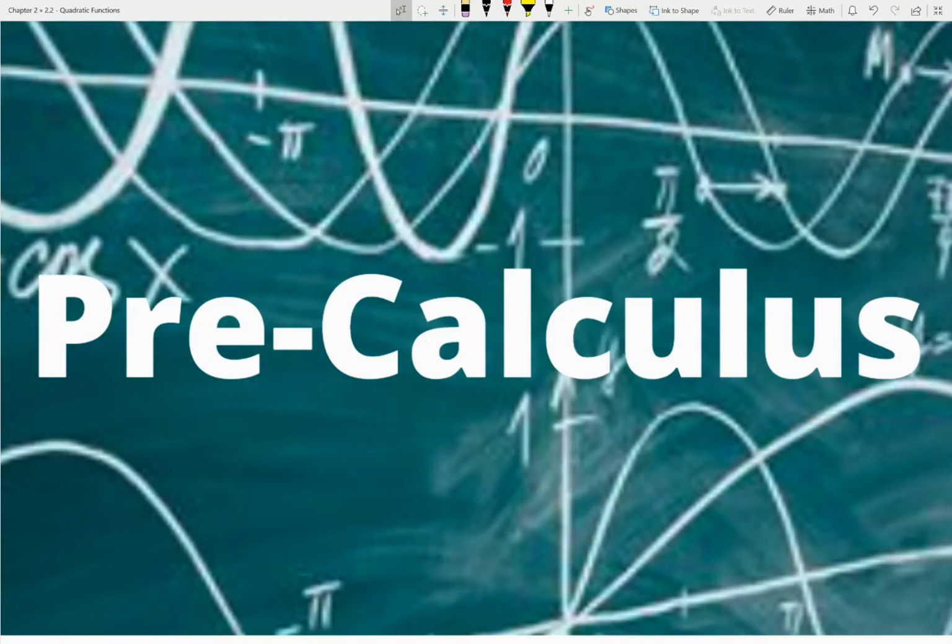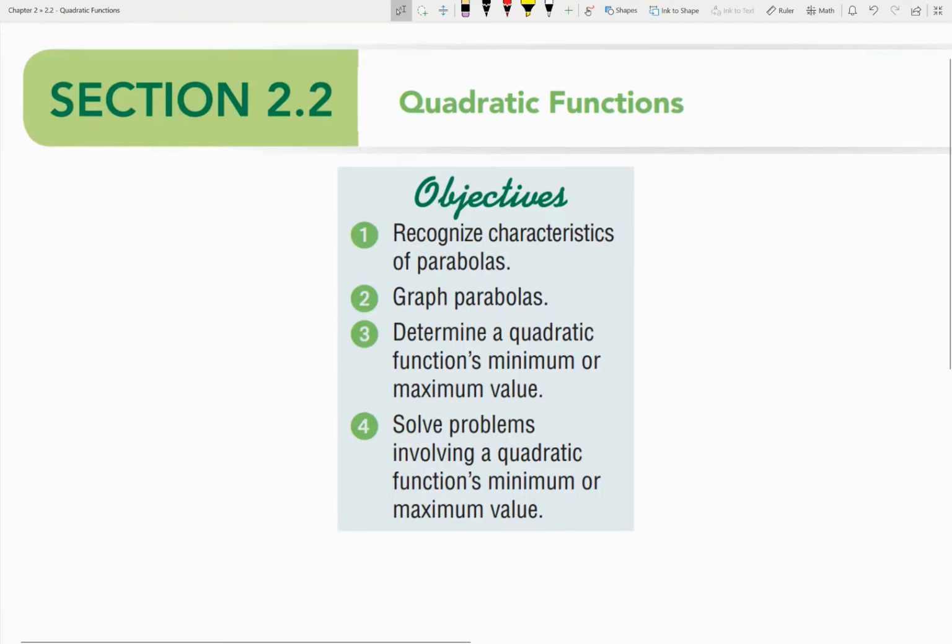Welcome to Online Precalculus. This is section 2.2, Quadratic Functions. Our objective for this section is to recognize the characteristics of parabolas. We're going to graph all different types of parabolas, then determine a quadratic function's minimum and maximum value, and then we'll solve problems including quadratic functions' min-max value, like word problems.